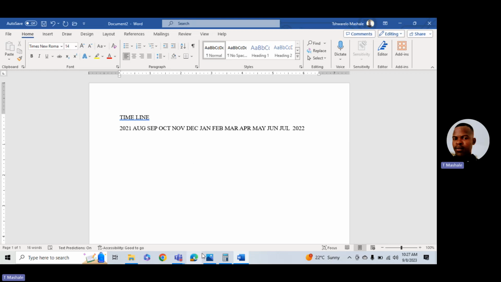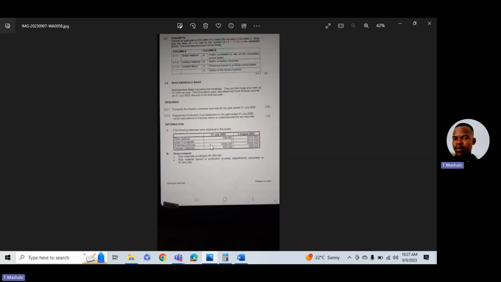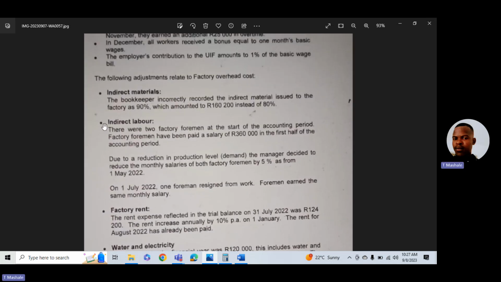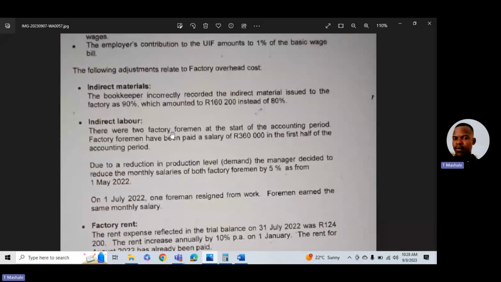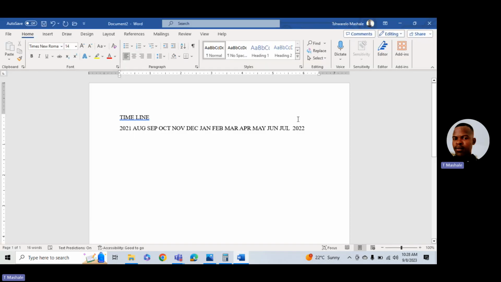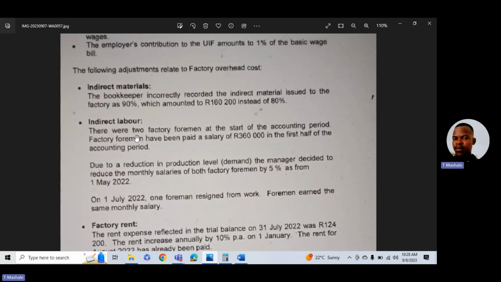So on the information with regards to the indirect labor, I'm on bullet number 2, where you can see the hand there. It says the indirect labor. There were 2 factory foremen at the start of the accounting period. So I'm just going to write that down. We have 2 factory foremen at the start of the business. So how do they get paid? They say the factory foremen have been paid a salary of 360 in the first half of the accounting period.